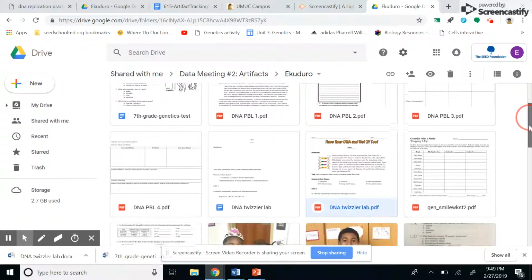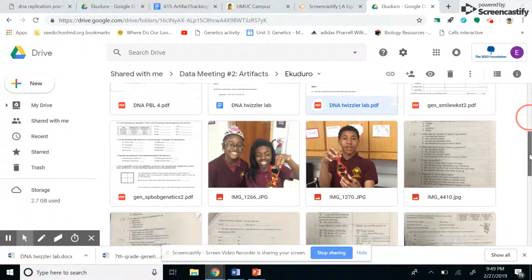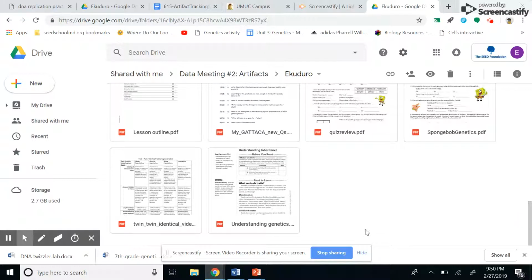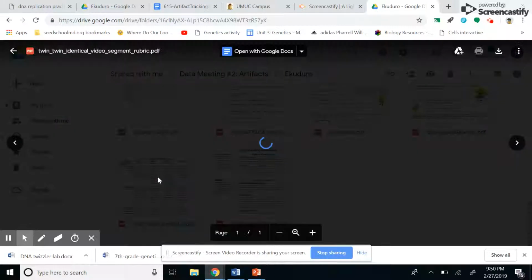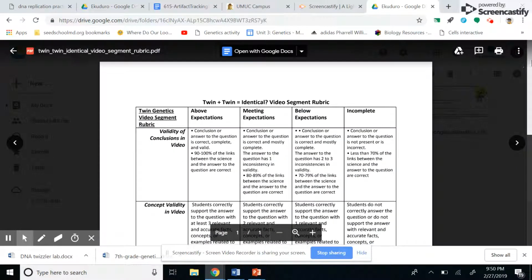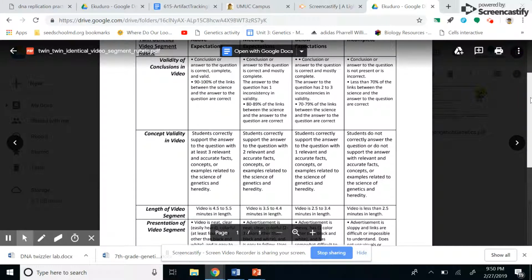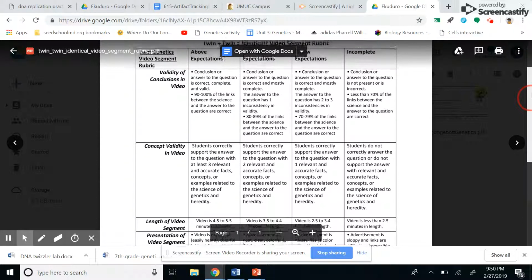Another artifact that I shared with my group was my rubric that I used for one of my projects in my classroom. I called it a PBL lesson, but now that I think about it, it was more so a project that students did through online learning. They were given a variety of online resources to gather information.